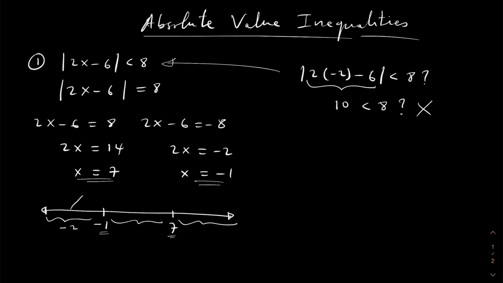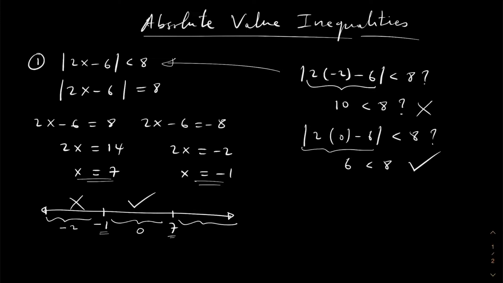In the next region, I'm going to pick 0. If I pick 0 as my test point, I plug 0 into my original inequality. I get the absolute value of 2 times 0 minus 6 less than 8, question mark. 2 times 0 is 0, minus 6. In absolute value, it's going to be 6. And so what I have here is 6 less than 8. And that's true. So this second region is good.